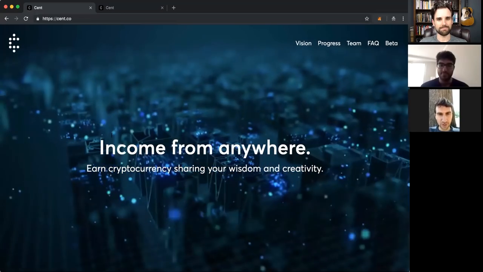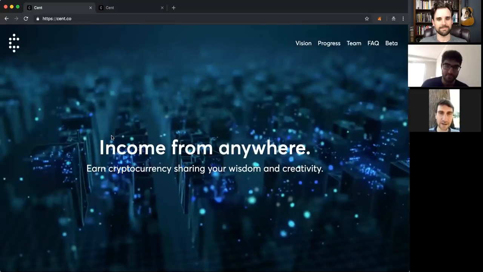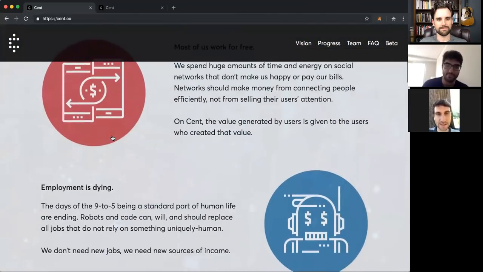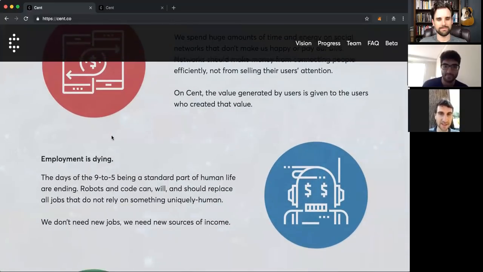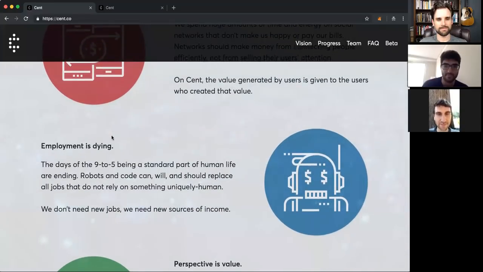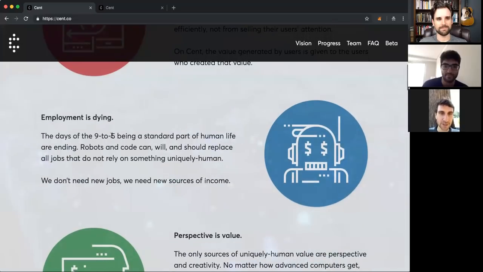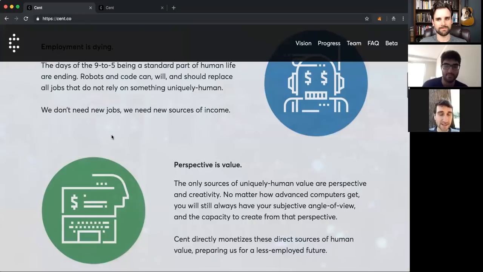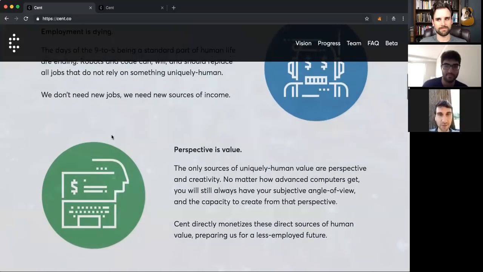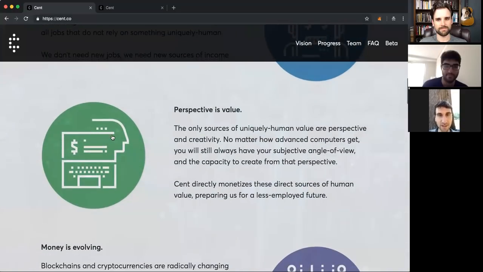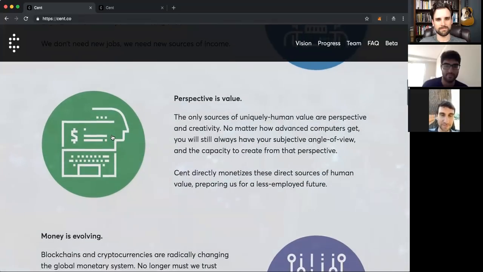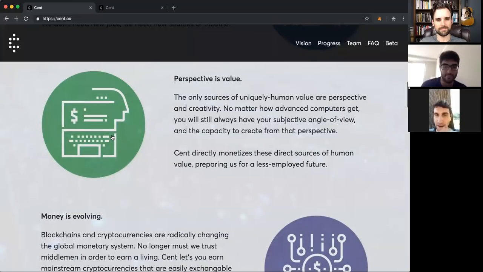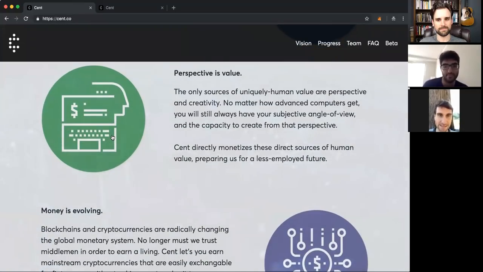And so if you scroll down a little bit, we talk here about how most of us work for free, in the sense that we post all the stuff to social networks that then gets sold essentially to advertisers for our attention. We talk about how employment is dying and becoming automated, and how that's not necessarily a bad thing. There's a lot of subhuman labor out there that probably should be done by computers. We talk about how perspective is the essence of human value, and how no matter how great computers get, they'll never have your exact angle of view.